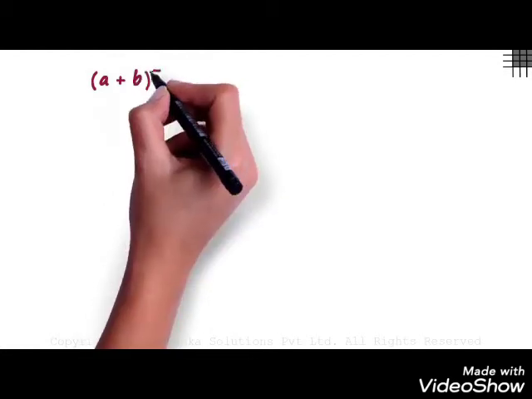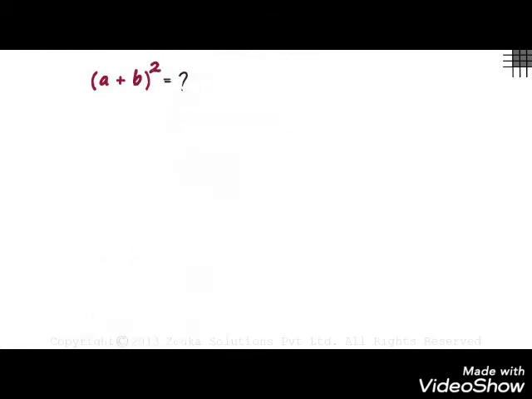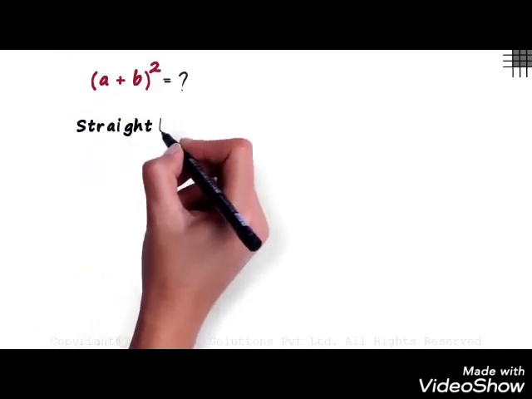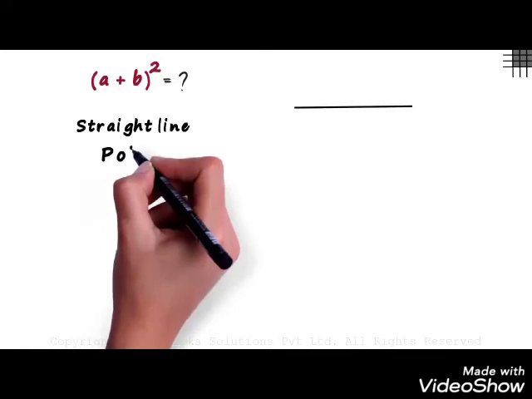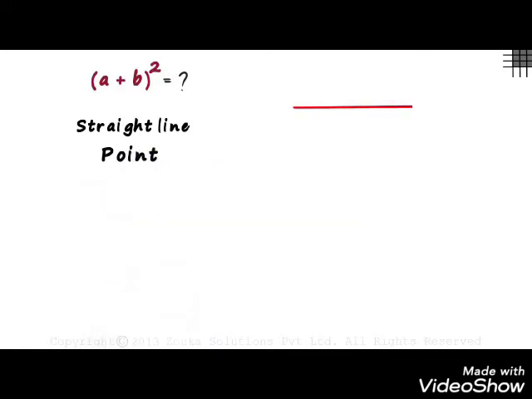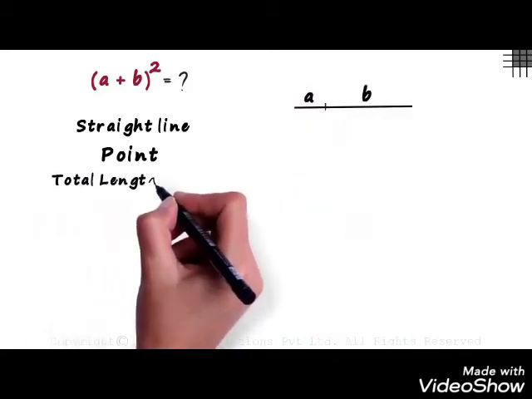Plus b the whole squared equal to? We have seen this identity before, but let's look at an amazing way to prove this. It's simple. We draw a straight line of any random length, like this. Then we mark a point anywhere on the line. Say we mark it here. Now the line is basically divided into two parts. Let the lengths of the two parts of the line be a and b. So the total length of the line will be a plus b.